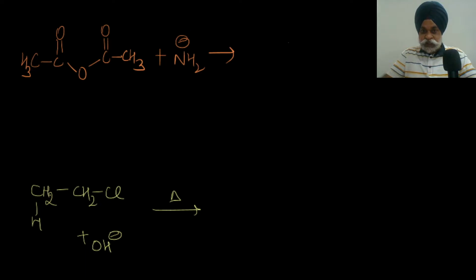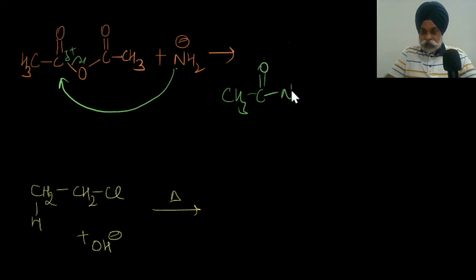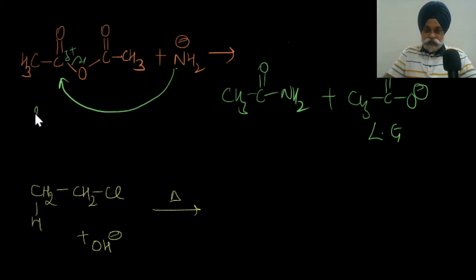Similarly, if you treat with amide ion and it attacks this bond, this group goes out, and as a consequence you get an acid amide, along with the acetate ion going out as a leaving group. I shall say this is the leaving group. This is your substrate, and this is your attacking reagent, which in this case is a nucleophile.